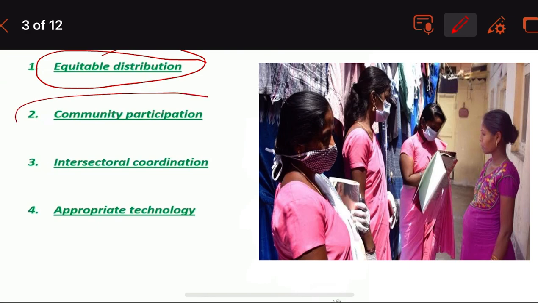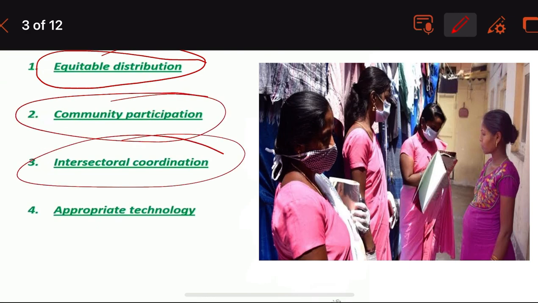Then intersectoral coordination. In intersectoral coordination, we know there is coordination between the healthcare sector along with agriculture, animal husbandry, food industry, education, housing, etc. So primary healthcare alone is not able to deal with the health sector. In order to prevent the duplication of services, we had this intersectoral coordination.